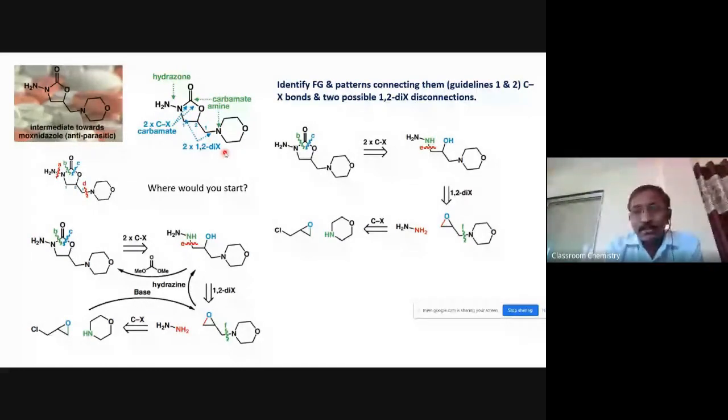So when there are a number of positions, you have to identify the functional group, then we can check the pattern, and then we can check whether the C-X and 1,2-difunctional disconnections are there. Now, similar to the previous example, there are positions A, B, C, and D. So how many ways can we disconnect? There are four different ways.